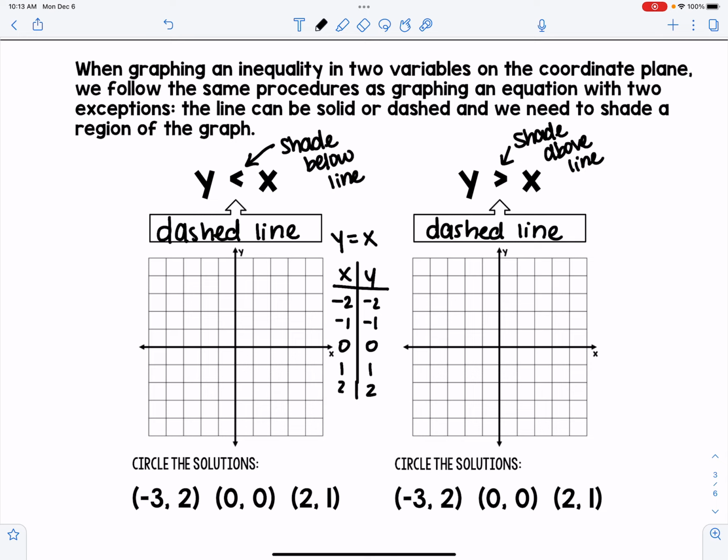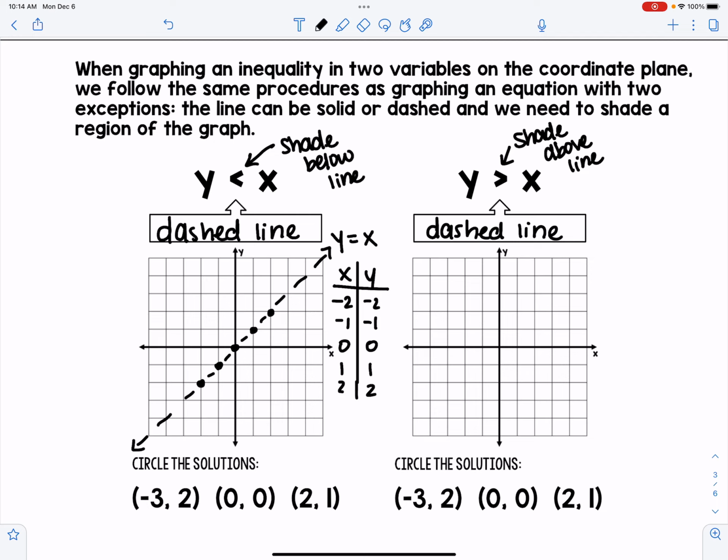And now I can go ahead and graph all of those points on my coordinate plane. So I've got -2, -2, -1, -1, 0, 0, 1, 1, 2, 2. And I can easily see what my pattern's going to be. So I'm going to go ahead and plot. Ooh, and I did it wrong already because we said it's supposed to be a dashed line. So we're going to make that line dashed. And make sure you don't forget about your arrowheads.